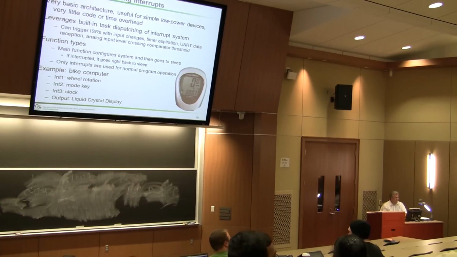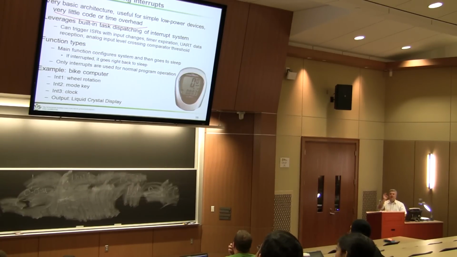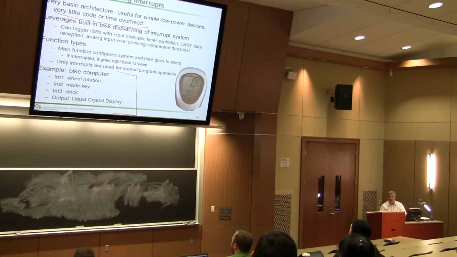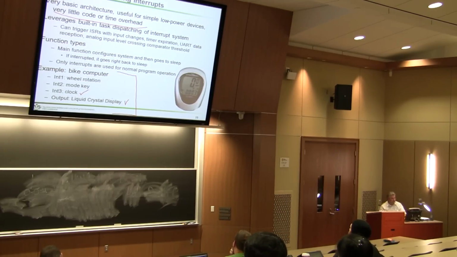Yeah, I'm stretching. Okay. So here is a basic architecture for a low-power device. Very little code, very little time overhead. Everything is going to be based on interrupts. And that's because what happens on this bike computer? A bike computer will actually be able to identify how far you're going, and it'll keep a clock up, and it will have a liquid crystal display, and it'll actually have a button that you can change some stuff and do some programming on it.